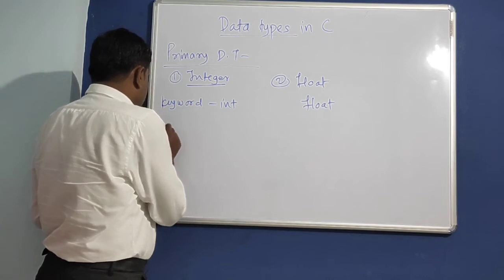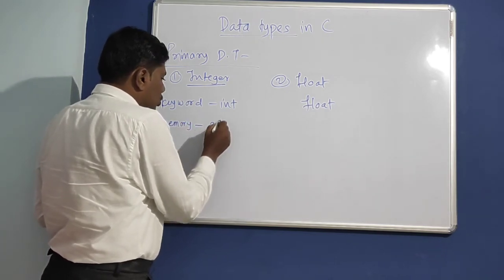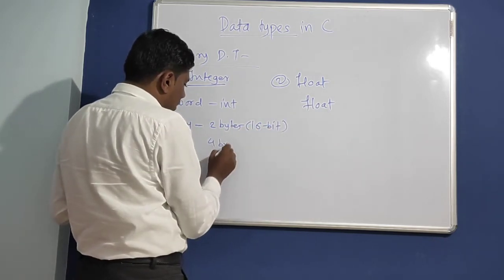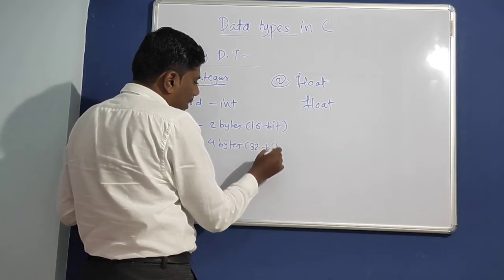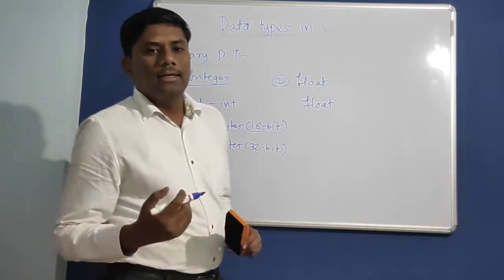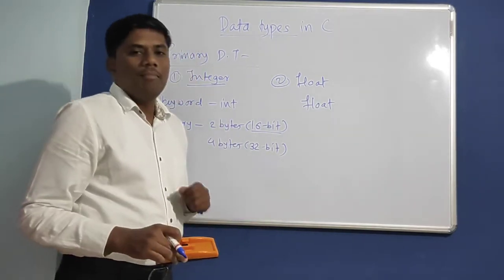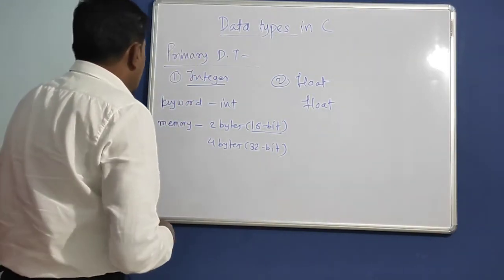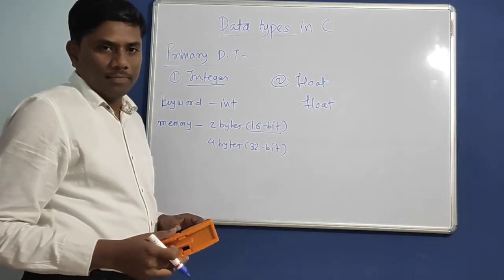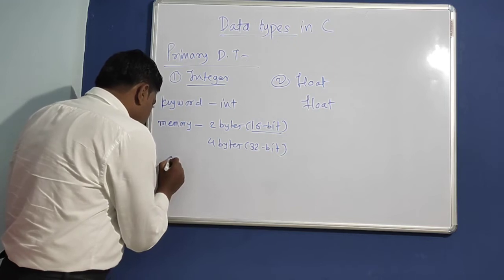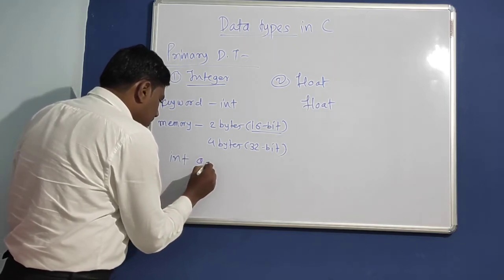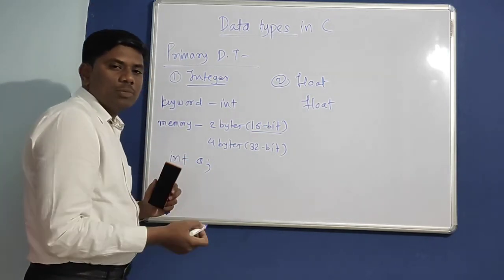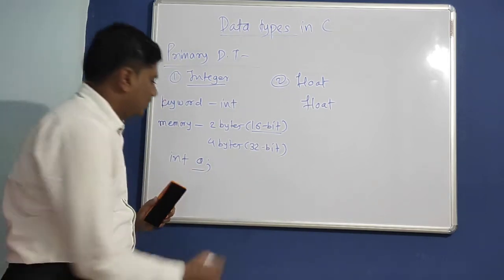Now next, how many bytes will be reserved for integer data type? Getting? So memory. 2 bytes for 16-bit compiler and 4 bytes for 32-bit compiler. So 16-bit compiler means TCC compiler, whereas 32-bit compiler is GCC compiler. Next, what is the size of integer data type? Getting? For example, if I declare int a semicolon, then which are the possible values that I can store in this a memory cell?